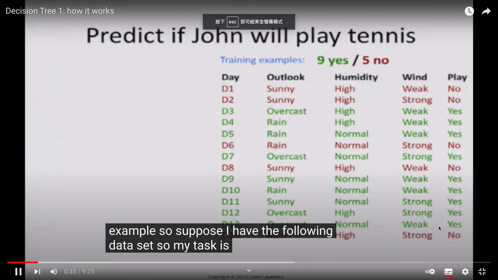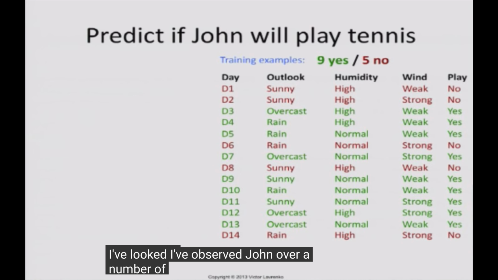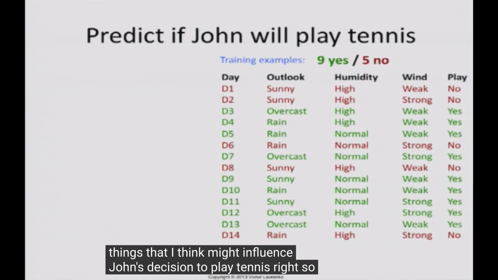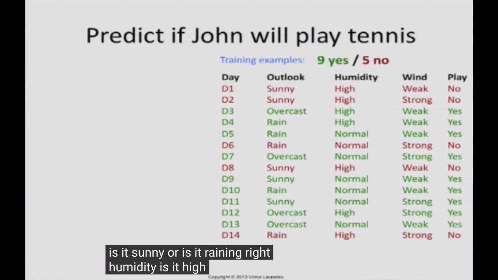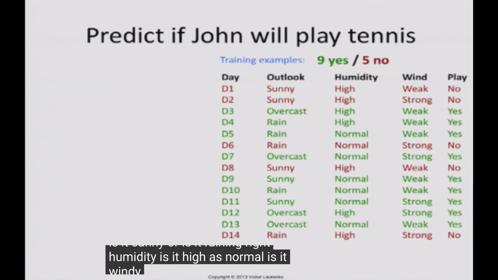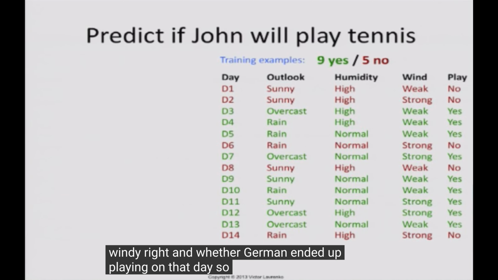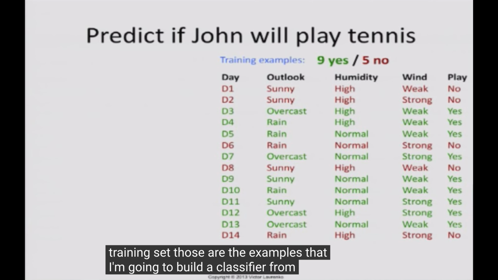My task is to predict whether a certain guy named John is going to play tennis on a given day. To help with that, I've observed John over a number of days and recorded various things that I think might influence his decision to play tennis. I looked at what kind of weather it is: is it sunny or is it raining? Humidity: is it high, is it normal? Is it windy? And whether John ended up playing on that day. That is my training set, the examples that I'm going to build a classifier from.